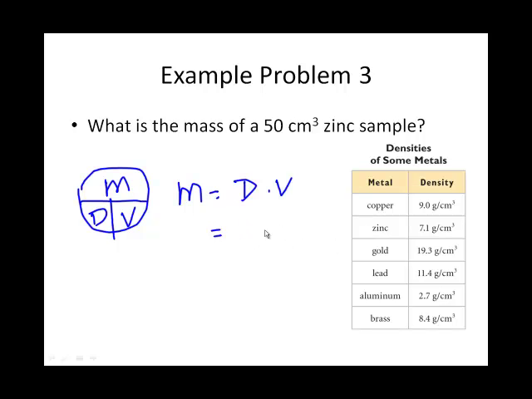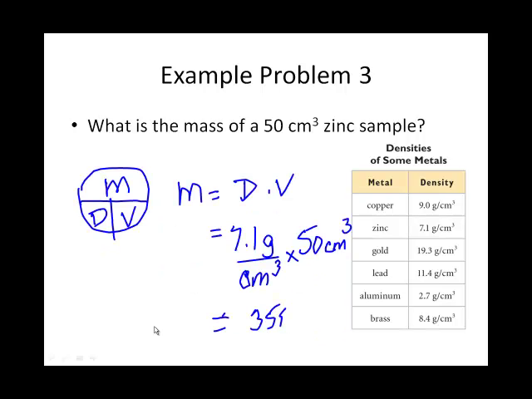So the density of zinc, 7.1 grams per cubic centimeter, times the volume, which is 50 cubic centimeters. So what happens here, the cubic centimeters cancel, and so we have 7.1 times 50, or 355 grams of, in this case, zinc. And that's your answer.